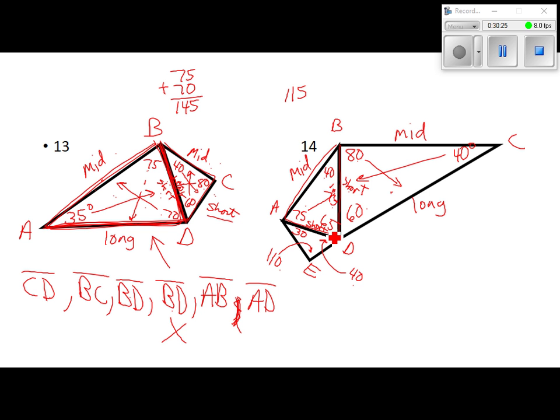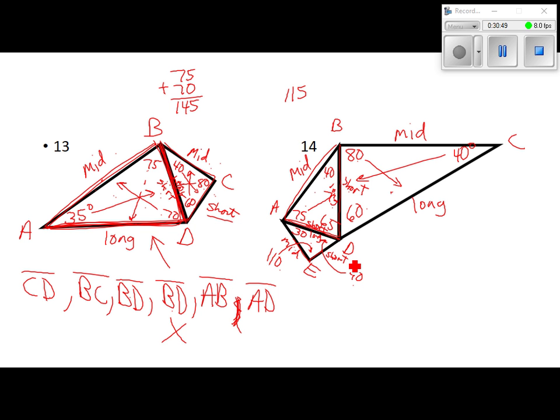Now then we look at this small triangle down here, and this angle right here is 110, side across from it's going to be the longest. And notice how it was the shortest in this triangle, but it's the longest in this triangle. Side across from the 40 is going to be the middle, and then the side across from the 30 over here has got to be the shortest.